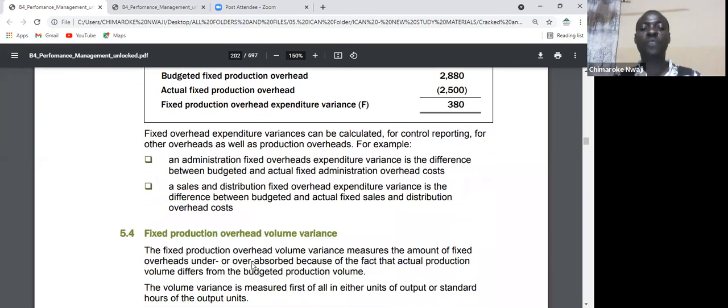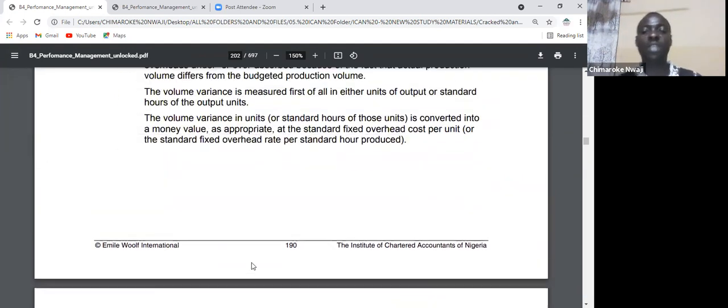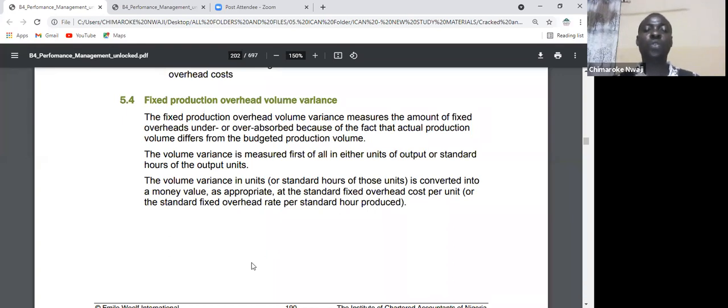Now, let's look at the volume variance. Volume variance, we can calculate one result for volume variance, or we can break it down into its components. Now, the fixed overhead volume variance measures the amount of fixed overheads that is under or over absorbed because of the fact that actual production volume differs from the budgeted production volume. Okay, so it's still making use of the fact that you planned to use 1,200 units, but now you are spending on 1,000.